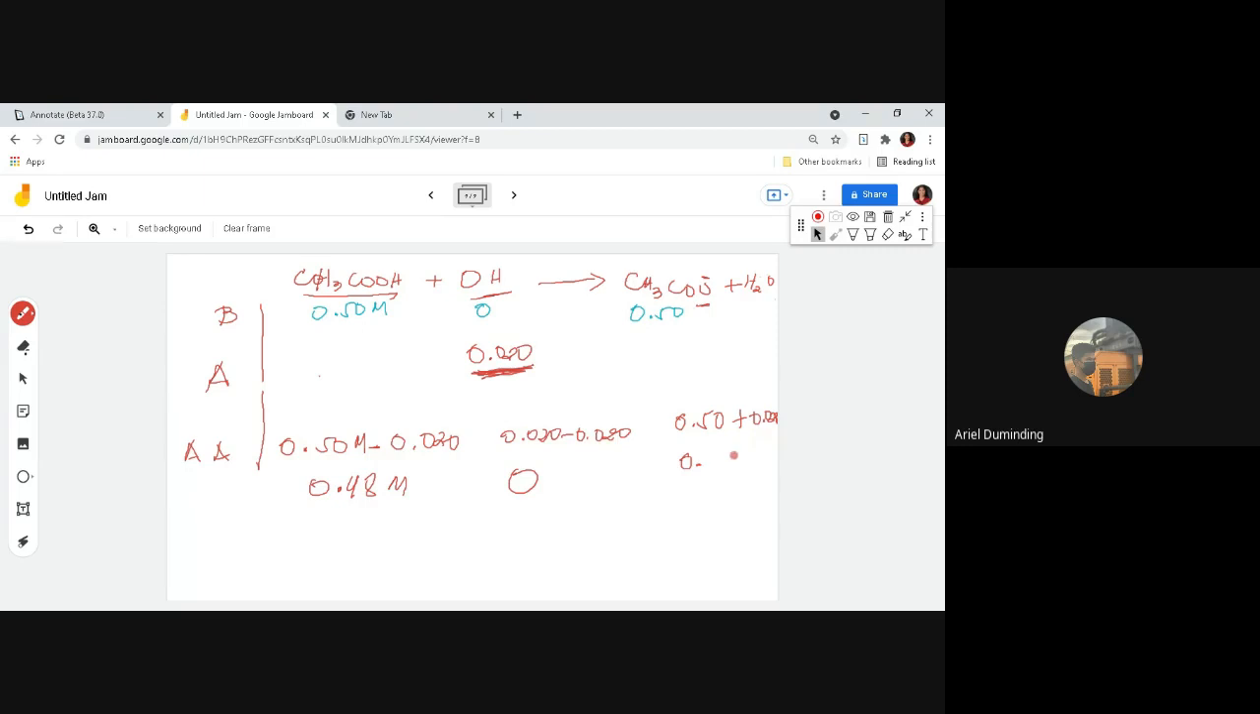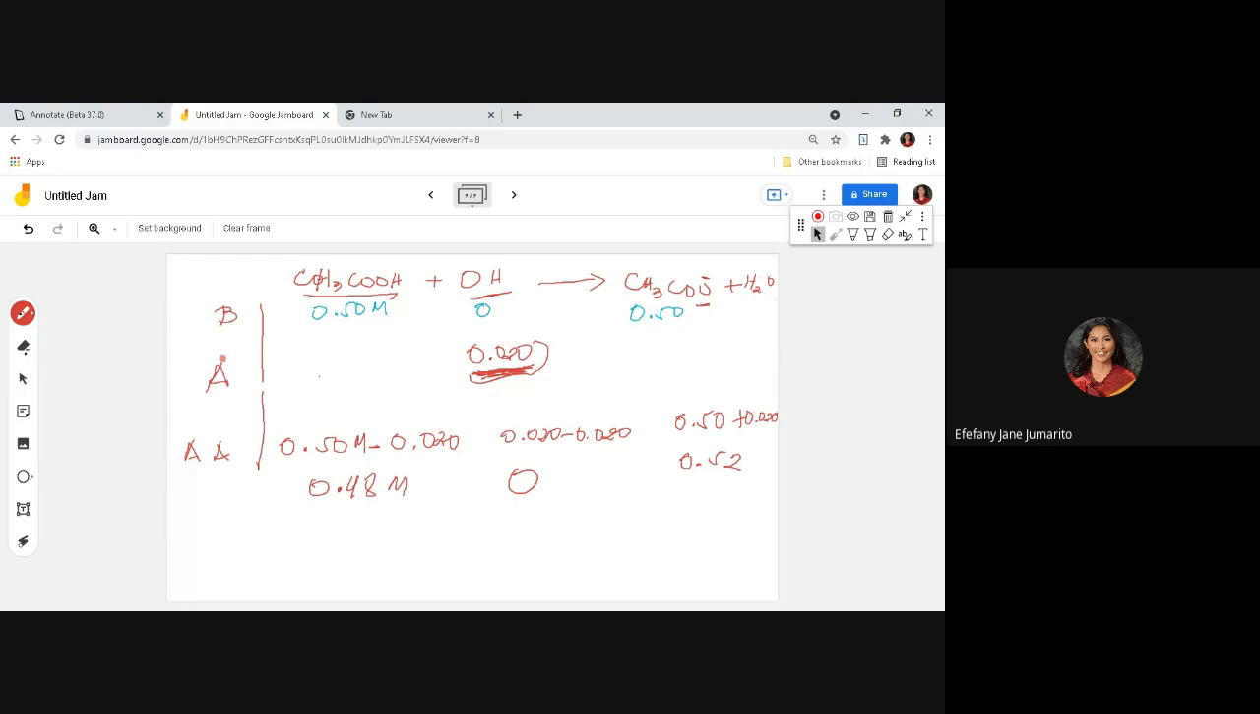0.70? Where are we? 0.52. We add 0 plus 0.020, so 0.020. It's 0.52, not 0.70. Okay, 0.52. Again, all right?